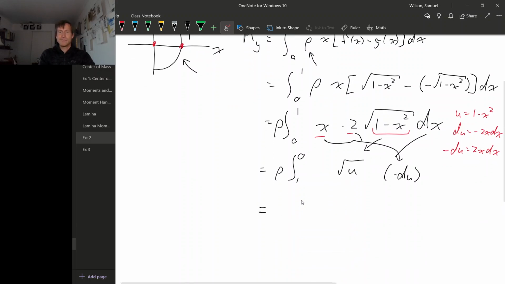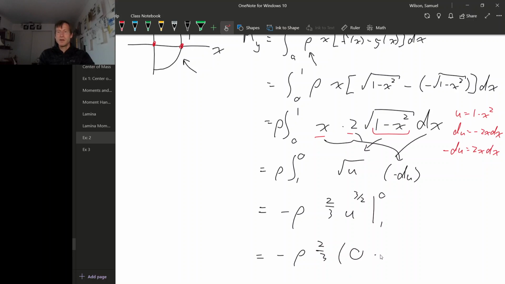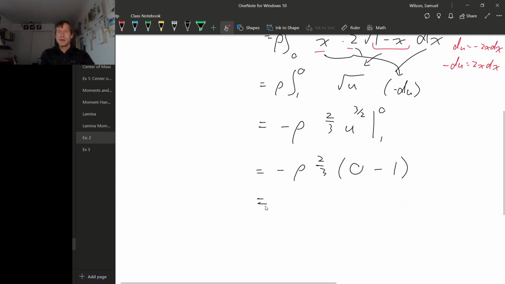Okay, so now we can integrate. Let's pull this minus sign all the way out to the front. The integral of square root of u is 2/3 u to the 3/2. We're going from 1 to 0. So minus rho times 2/3 times, now we plug in 0, minus, and now plug in 1. 1 to the 3/2 is 1. Simplifying this, the minus signs cancel, and we get 2/3 rho. So there's the moment about the y-axis. Remember, the moment about the x-axis was 0.